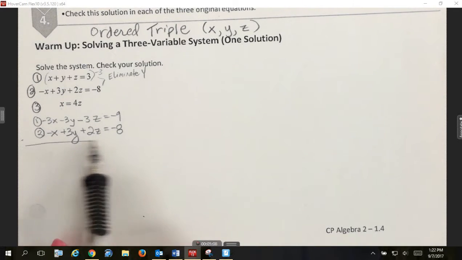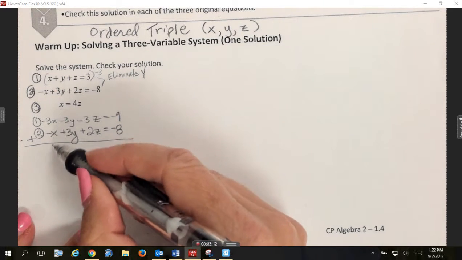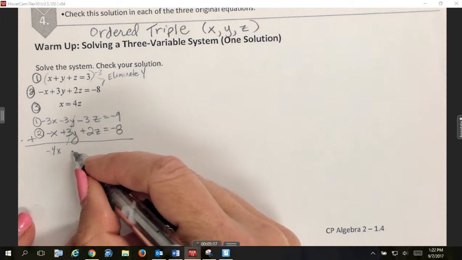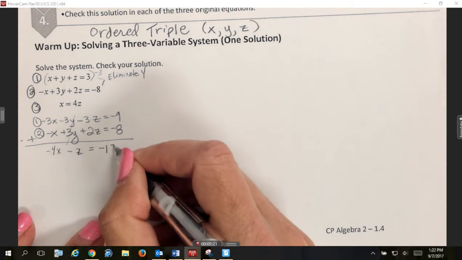After you rewrite those, let's add them together. And we get negative 4x. The y's cancel out. Negative z equals negative 17.